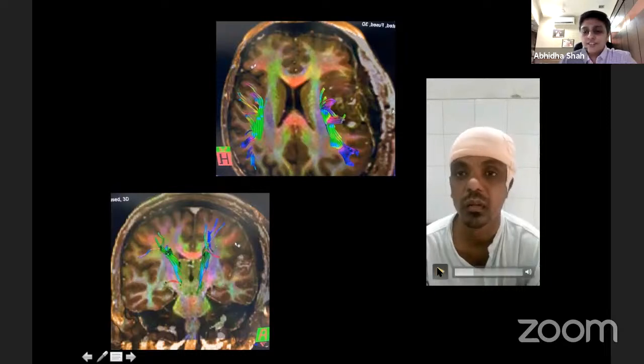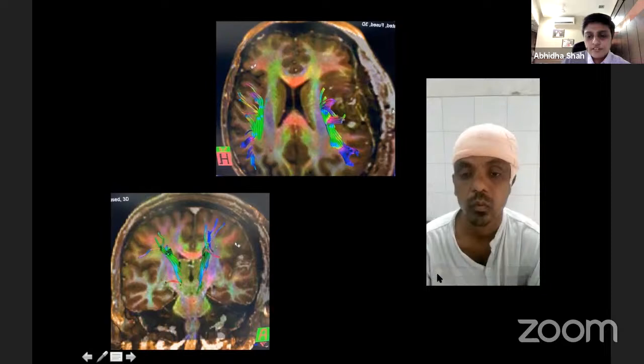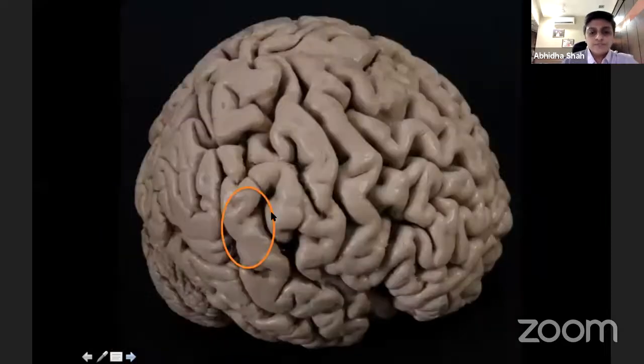So you will not understand the language, but this is on second day of surgery, and you can see that the speech is completely maintained and he's doing quite well. So these are some tumors in this region. Now let's quickly go into the other regions.